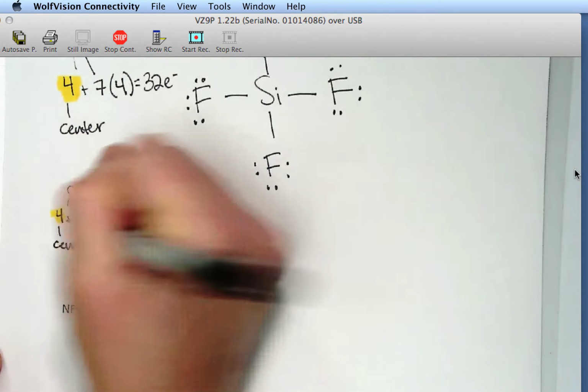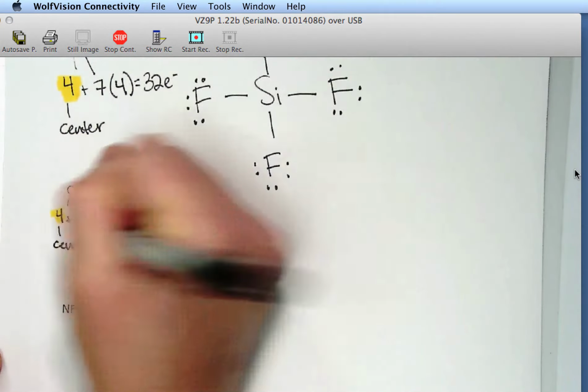How many valence electrons do I need to have in this electron dot structure? 32. So 32 again. Give your halogens, your fluorine and your chlorine, all octets. So 2, 4, 6, 8, 10, 12, 14, 16, 18, 20, 22, 24, 26, 28, 30, 32. Does everybody have an octet in this electron dot structure? Yes, so it looks good.